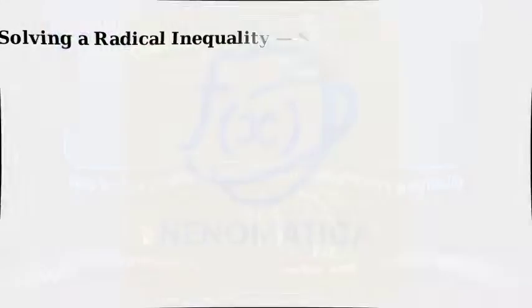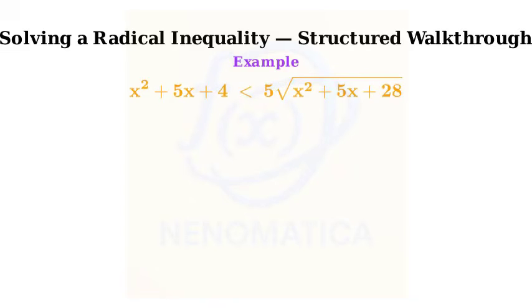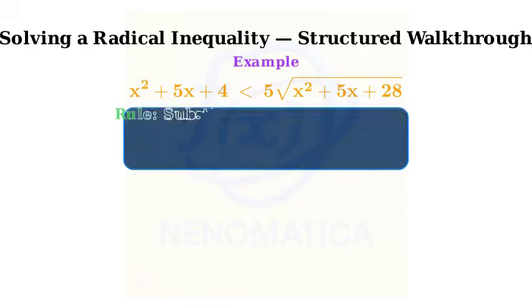We will solve a radical inequality step by step, following a clean algorithm and checking domain restrictions carefully. Here is the example we will solve. Step 1. We simplify the structure by introducing a substitution. Let y equal the square root of x squared plus 5x plus 28. This turns the inside of the radical into a single symbol.